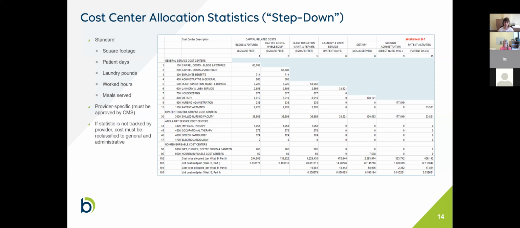And again, if you have limited experience, you can always find what statistics are used by looking at Schedule B, worksheet B or B1, and at the top of each column, it will tell you what kind of allocation statistic you're using to allocate cost in that category. Thank you, Lisa.